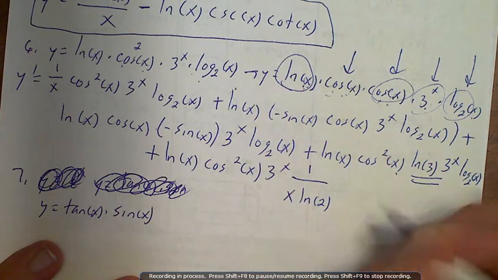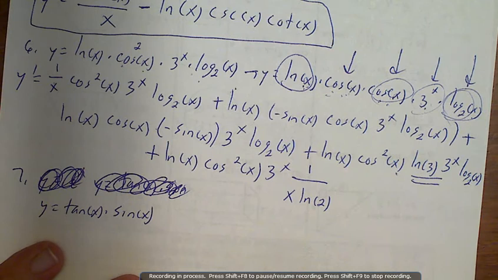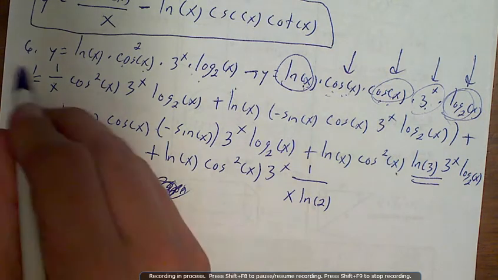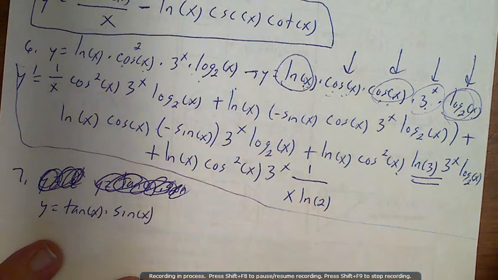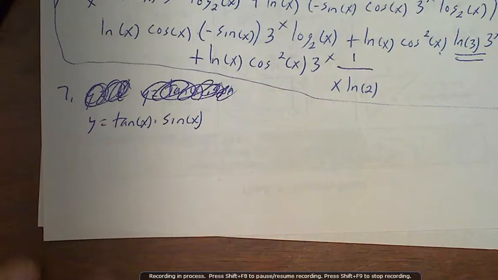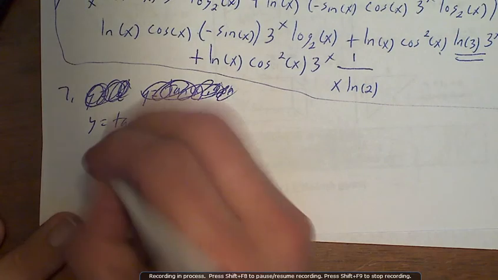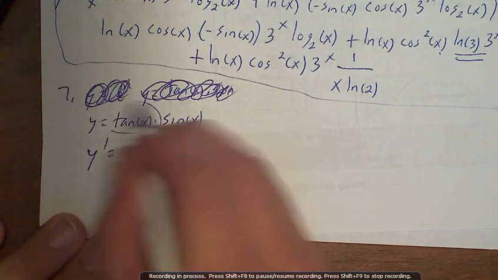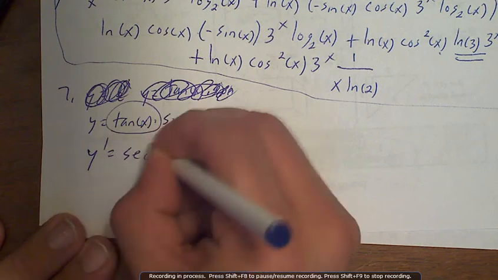Okay, last one. Number 7. Tangent times sine. So derivative of the first. Derivative of tangent is secant squared. Leave the rest. Plus derivative of sine. I left tangent alone. And that's basically it.